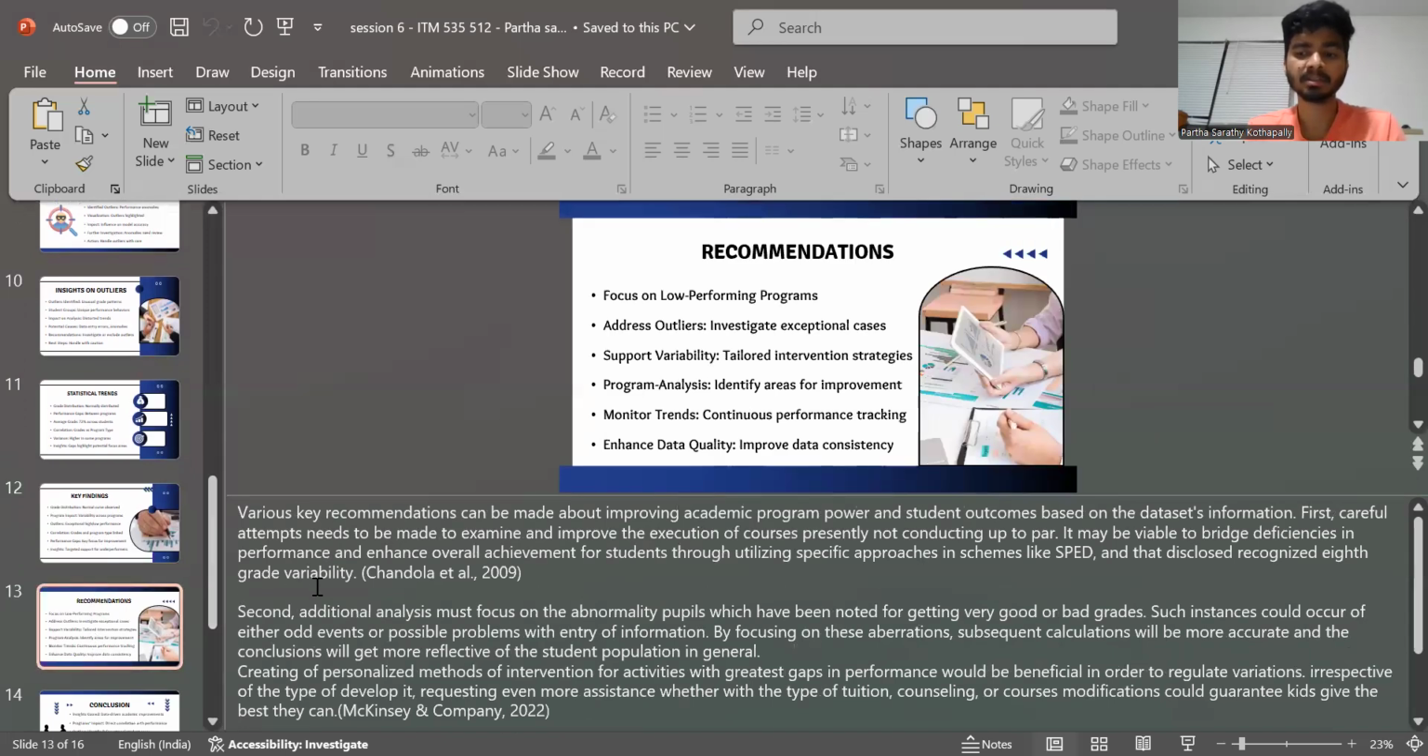So, recommendations. Various key recommendations can be made for improving academic programs and student outcomes based on the data. First, careful attempts need to be made to examine and improve the execution of courses presently not performing up to par. It may be viable to bridge deficiencies in performance and enhance overall achievement for students through utilizing specific approaches. Schemes like SPED that disclosed recognized eighth grade variabilities.